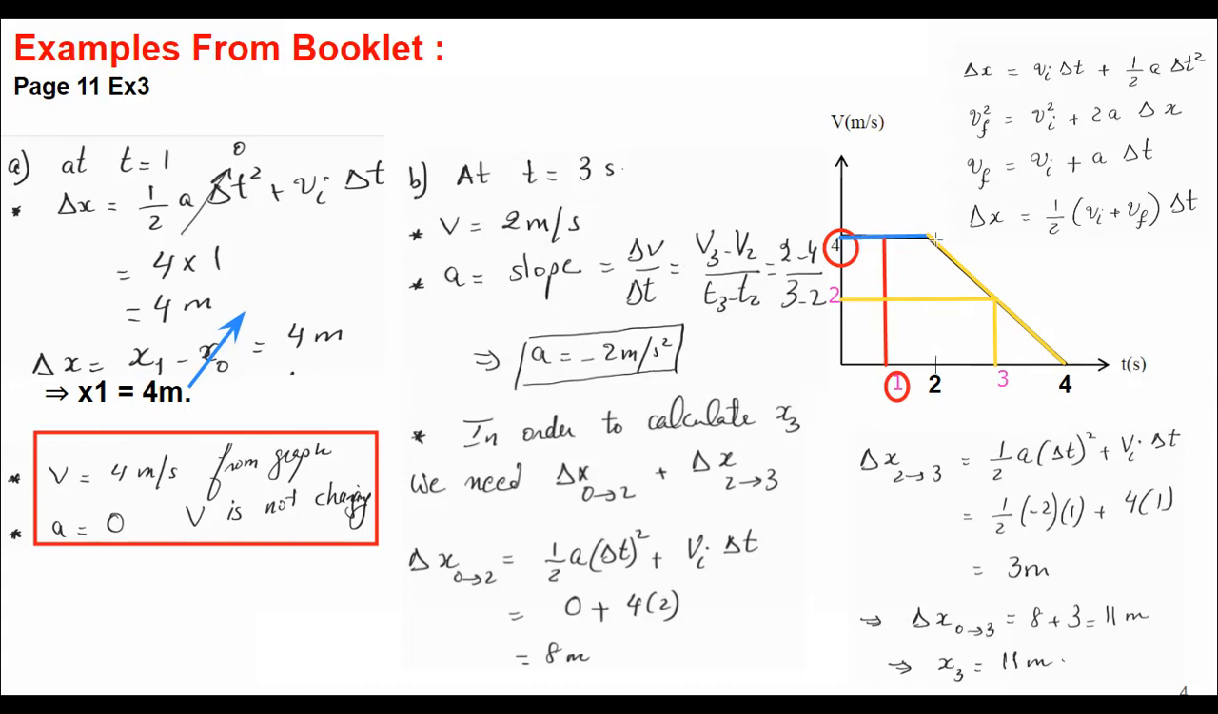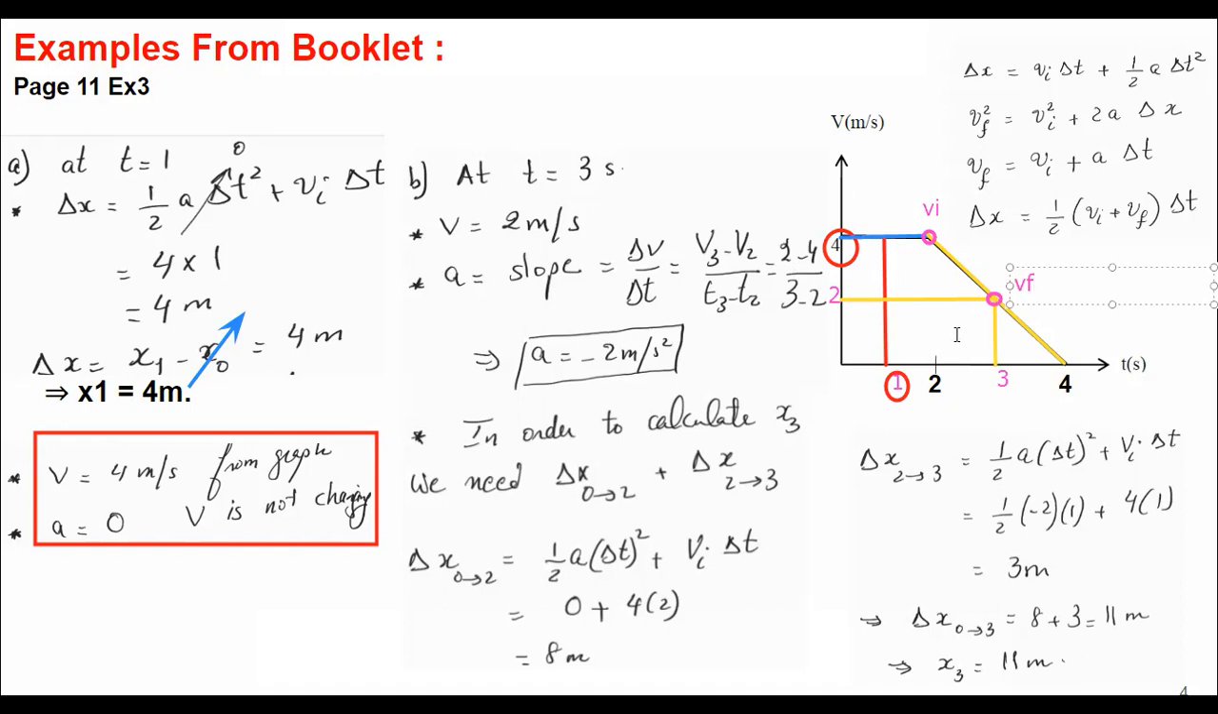The points I chose were this point and this point. But you can also choose this point and this point, or this point and this point. All of them will give you the same answer. So I took this point and this point. So V final, which is V at 3, which is 2, minus V initial. This is V initial, the way I took it, and this is V final.